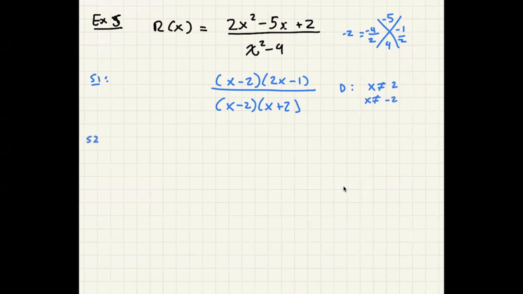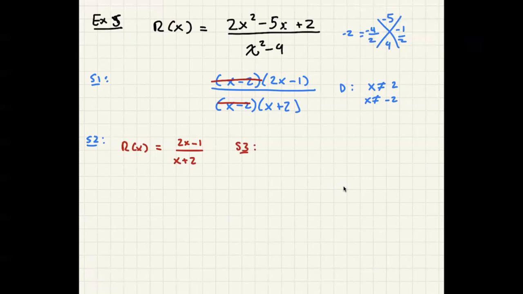Step 2, write in lowest terms. So lowest terms means we're going to actually cancel these out, the x minus 2s, right? So r of x to be in lowest terms has to look like this: 2x minus 1 over x plus 2. Step 4. No, my bad. Step 3. The graph has one x-intercept without multiplicity.